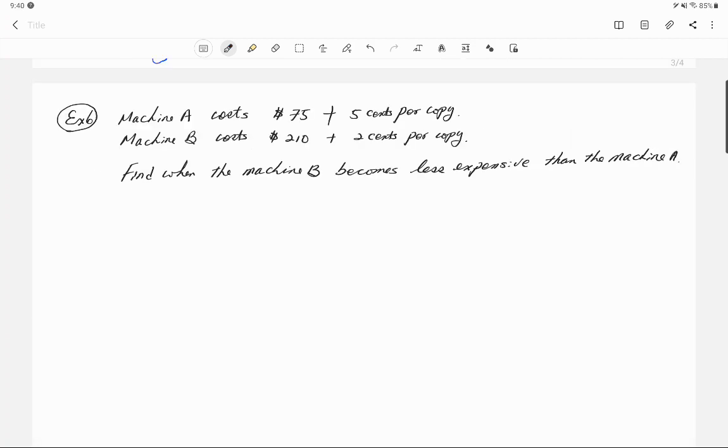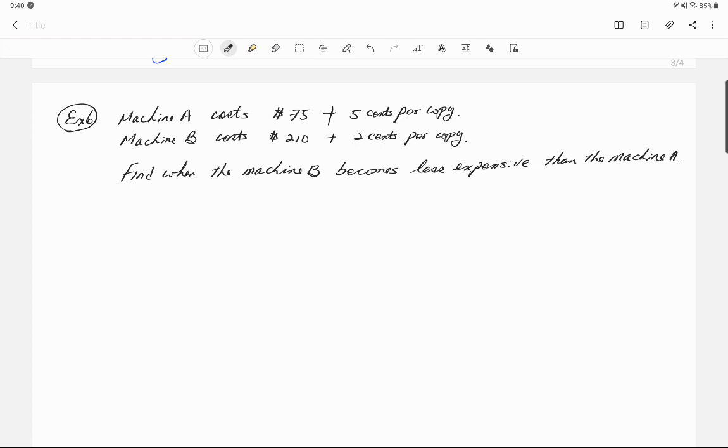Okay, next example is an application example. There are two machines, copy machines. Machine A costs $75 per month, plus whenever you make a copy, you pay 5 cents. Machine B costs $210 per month, and when you copy, you pay 2 cents per copy. Then find how many copies machine B needs so that machine B is less expensive than machine A.